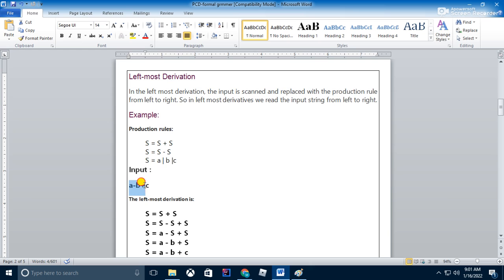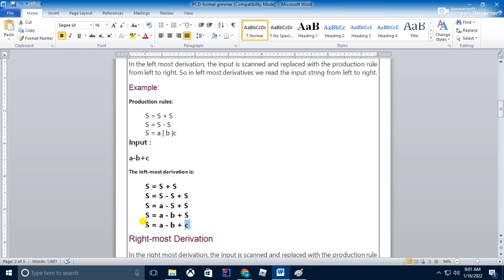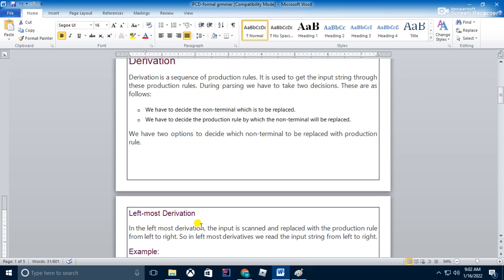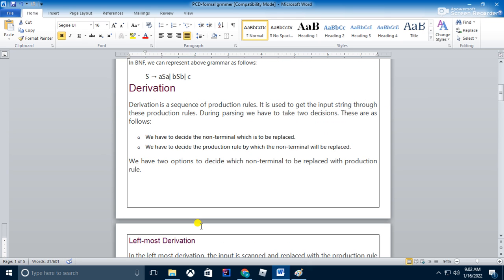So our input string is a minus b plus c. We have replaced this S with the terminal a, giving a minus S plus S. In the next derivation, this S is replaced by b and this S is replaced by c. In this way we get the input string a minus b plus c by using the leftmost order of derivation.